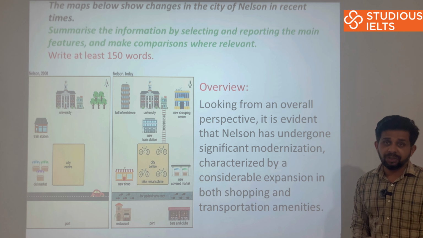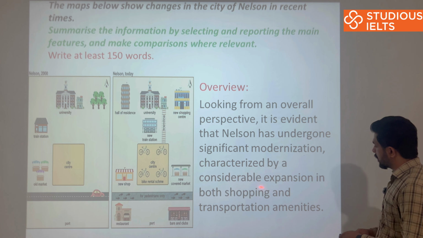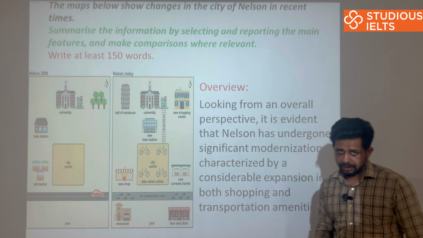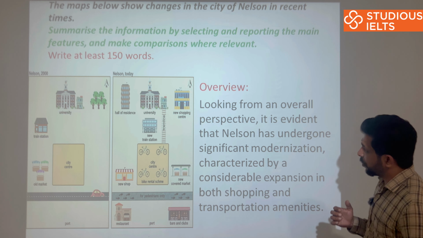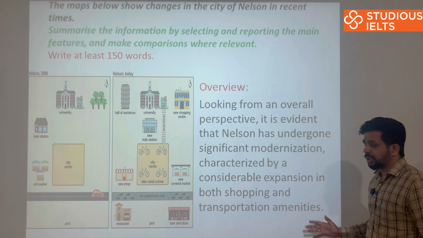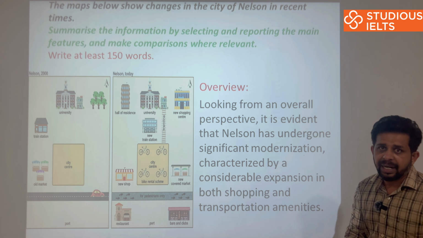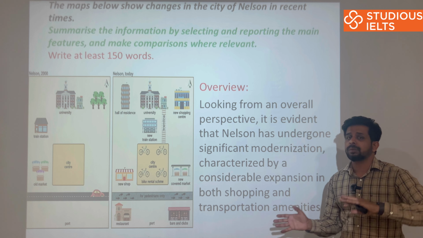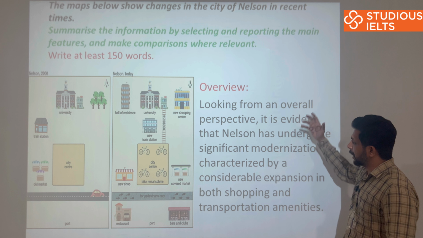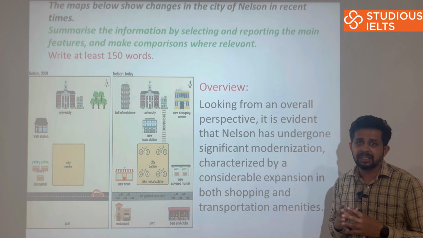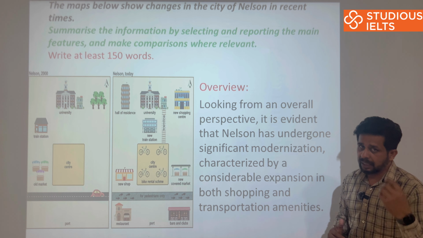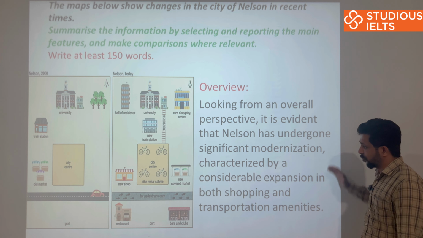Characterized by, now what kind of changes are those? Characterized by a considerable expansion in both shopping and transportation amenities. So you can clearly see that a number of things have been expanded, whether it is related to shopping or to transportation amenities or even lifestyle amenities as well. So obviously the overview is very small, so you don't have to include each and everything, but the major changes must be included in your overview in a very concise way. It should be totally precise, that it should cover maximum information in a limited number of words. So this is your overview.